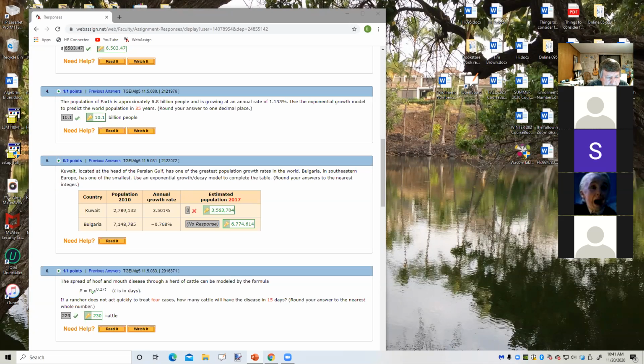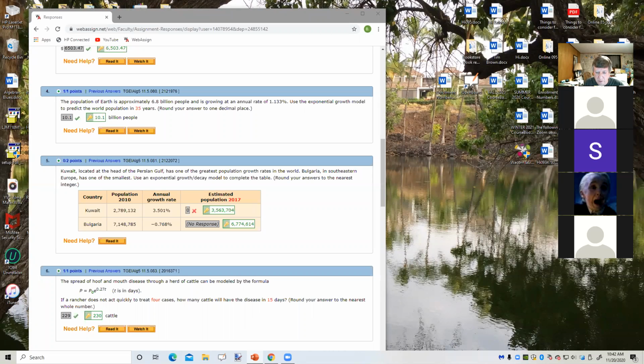So we're supposed to get the estimated population in 2017. Let's talk about Kuwait first. We've got the population at the beginning of time, which is 2010, and the annual growth rate, and then we want the estimated population in 2017. So our formula is going to be A equals 2,789,132 times e to the RT power, where R would be 0.03501, and time is 7 years from 2010 to 2017.